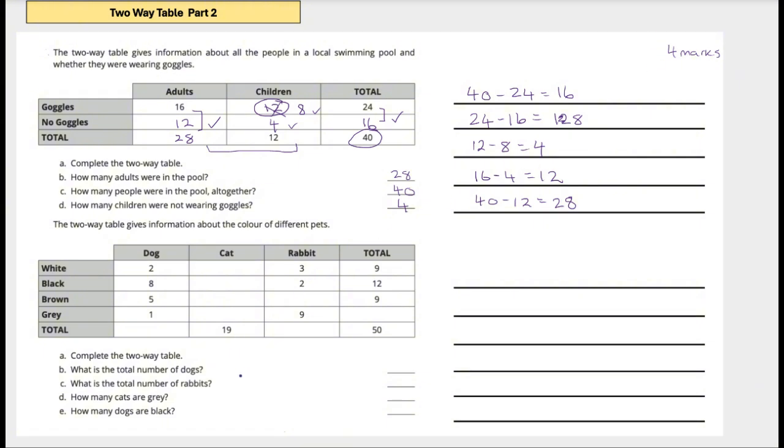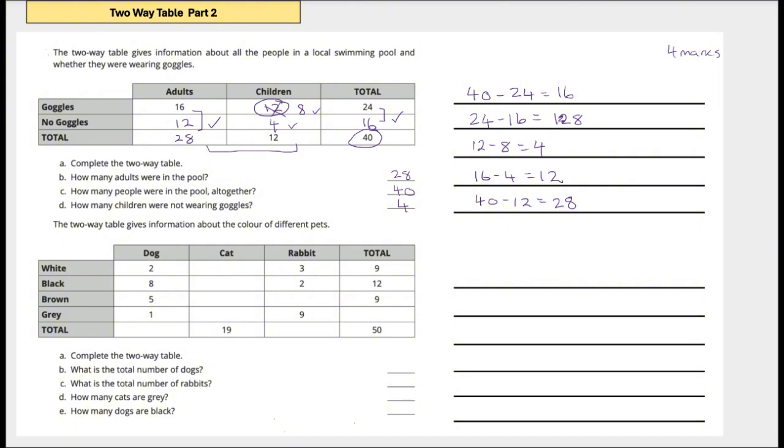So let's move on to a little bit trickier one. If you knew how to do that one at a glance, because you looked at part 1 or you already know, fast forward this video until we get to this bit, because this one's a bit more meaty. The two-way table gives information about the colour of different pets. This one has a lot more thinking and a lot more working out, but we'll still go with the same concept. So let's look for our way in.